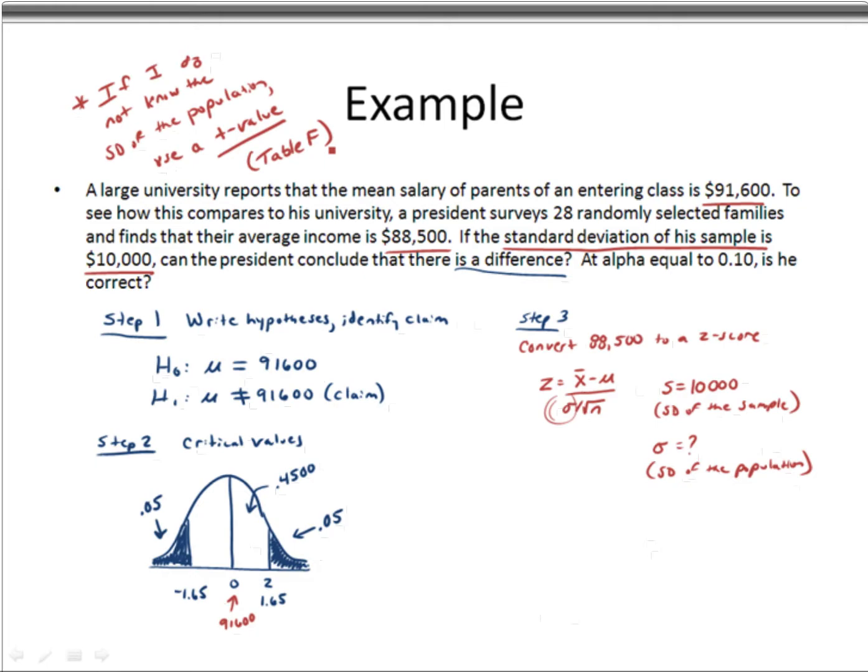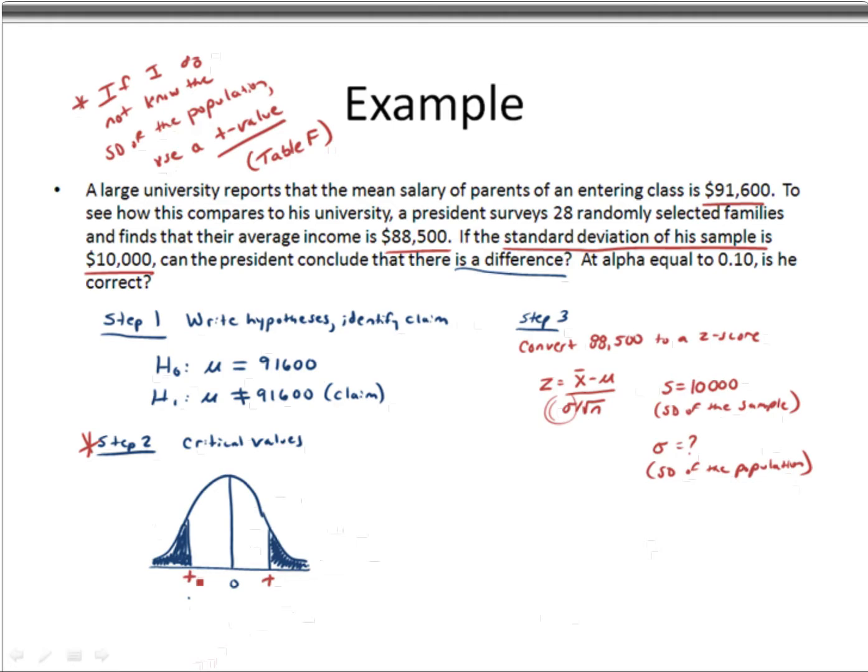Okay, so let's think about how this actually impacts our problem. Back in step 2, this 1.65 and negative 1.65, those values came from table E. In actuality, they should have come from table F. All right, so let's go back to step 2 and let's work on fixing this. Okay, so now those critical values will be t-scores, and I'm going to need to get them from table F.